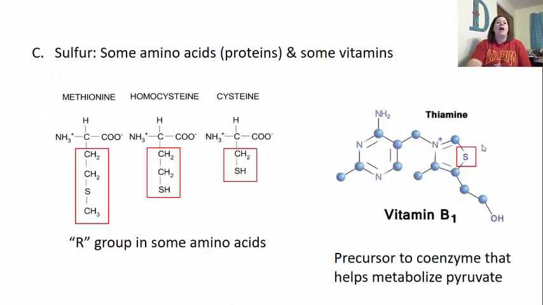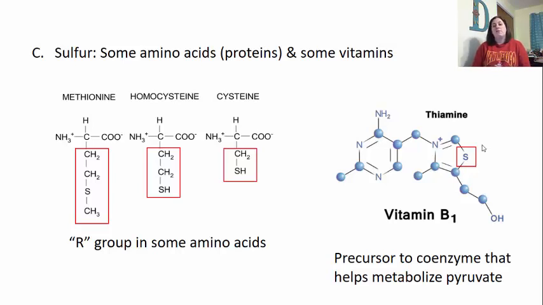Another chemical component that's needed by the cell is sulfur. So you'll notice here are some examples of some proteins where the amino acid contains the sulfur. This is the R group that makes each of them a little bit different based on what components are made up in that reference or R group.